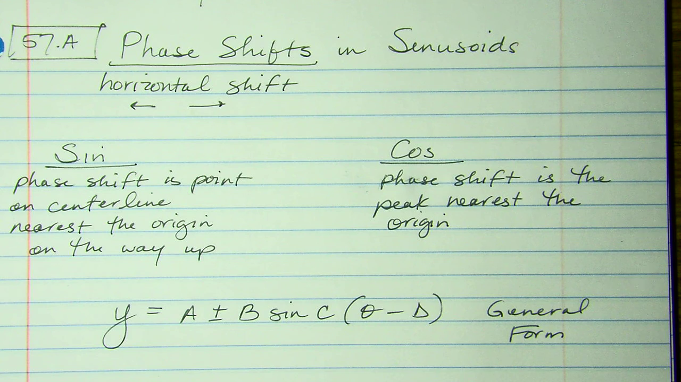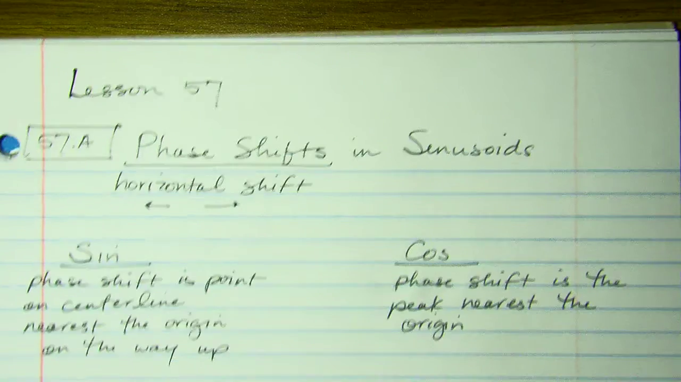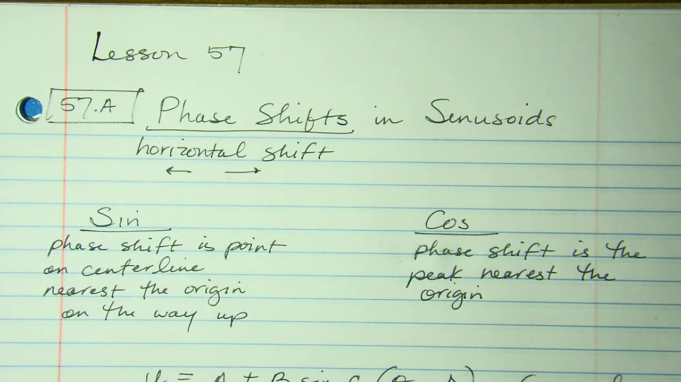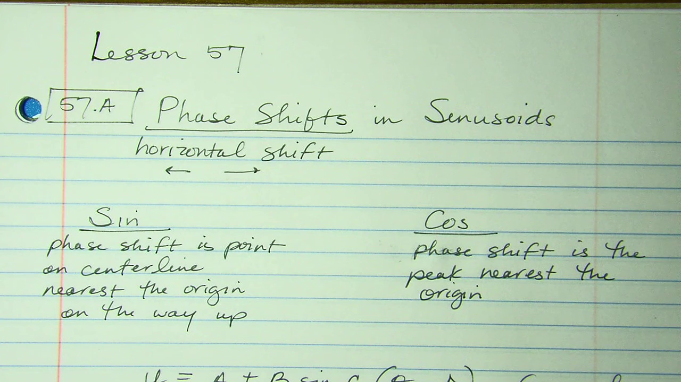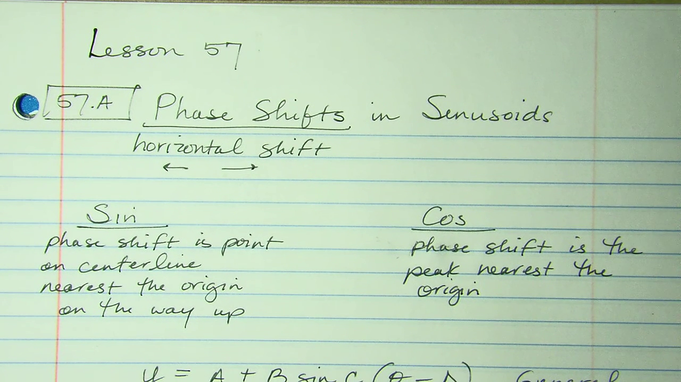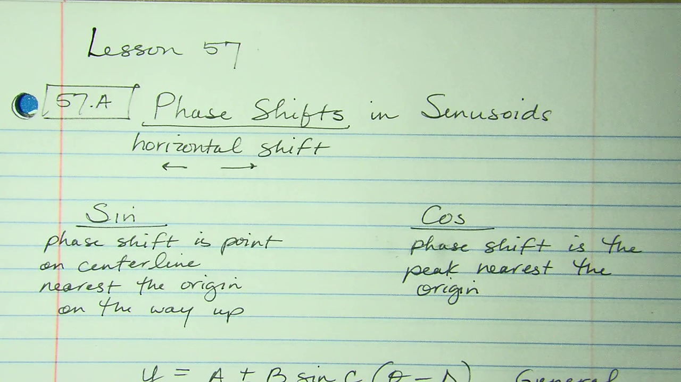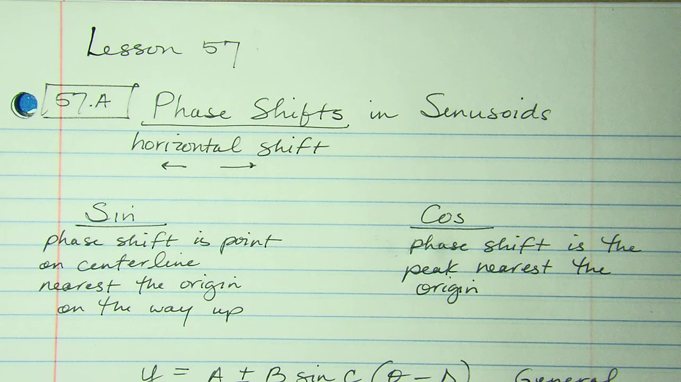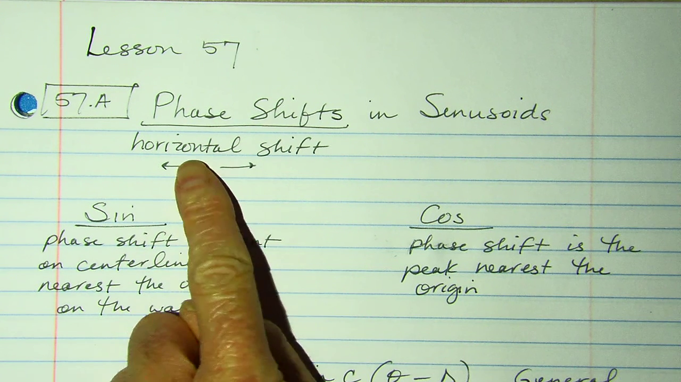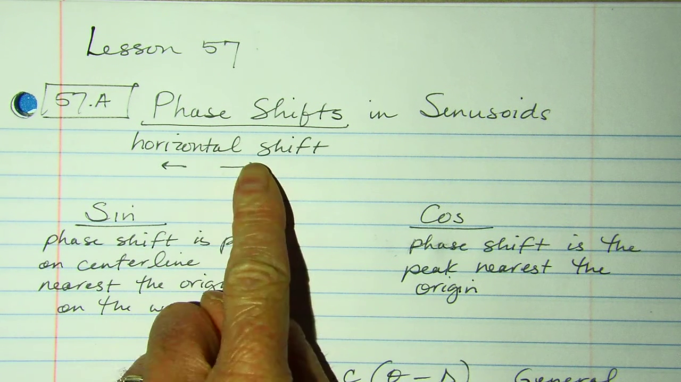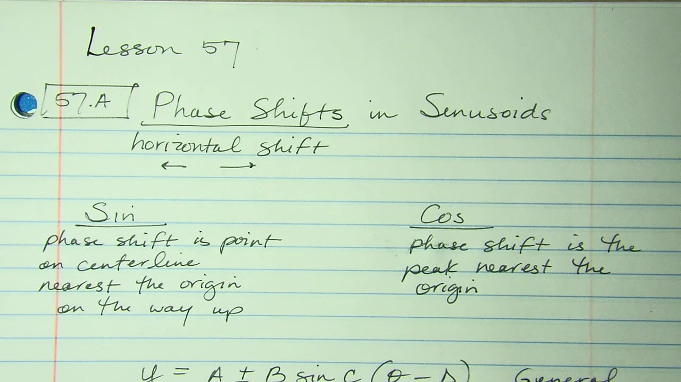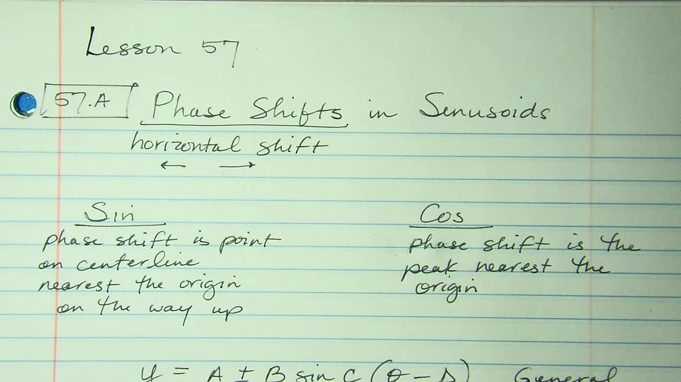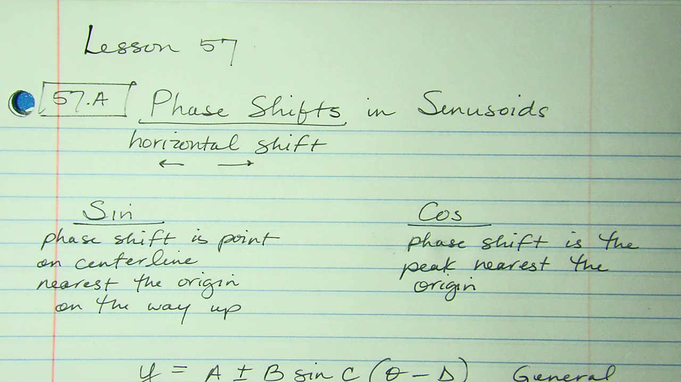So, lesson 57. The first part covers phase shifts and sinusoids. We've gone over the center line, which is your vertical shift, and we've gone over the amplitude and a reflection. And so now we're moving on to whether our sinusoid has been shifted horizontally to the left or to the right. And so this is all about being able to determine where the phase shift occurs. And I've written that here.